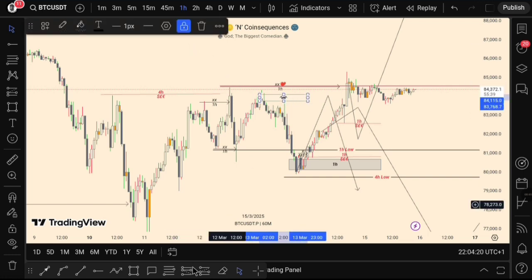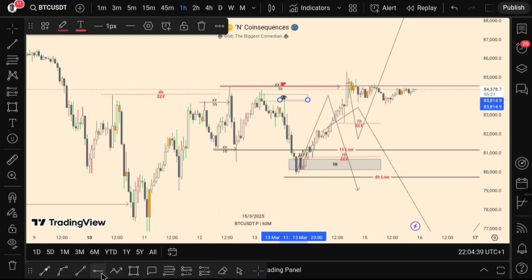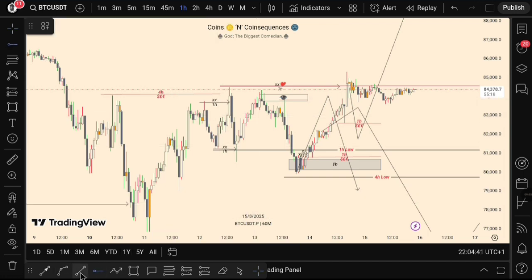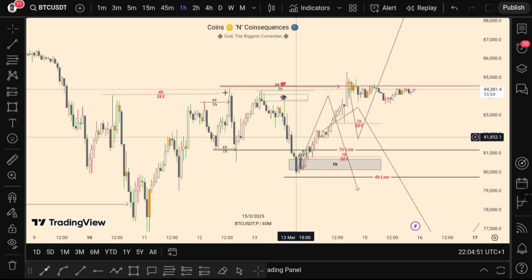Let me mark something. The only inducement here is here. And here. And here. So these are the only two inducements on this leg, on this 1 hour high, then 1 hour low. Yeah, these are the only inducements.